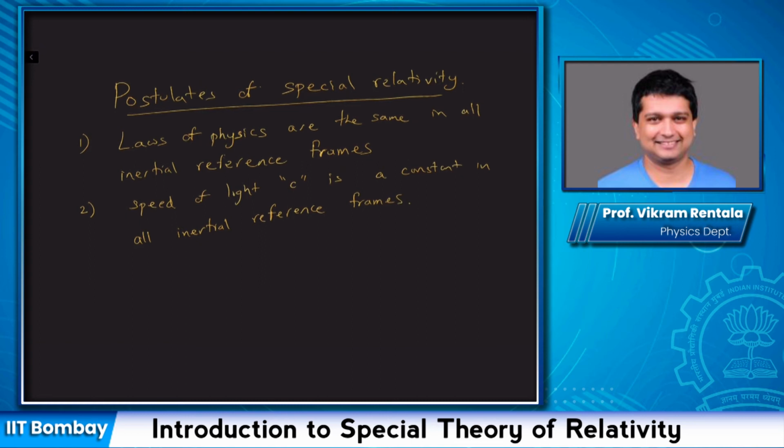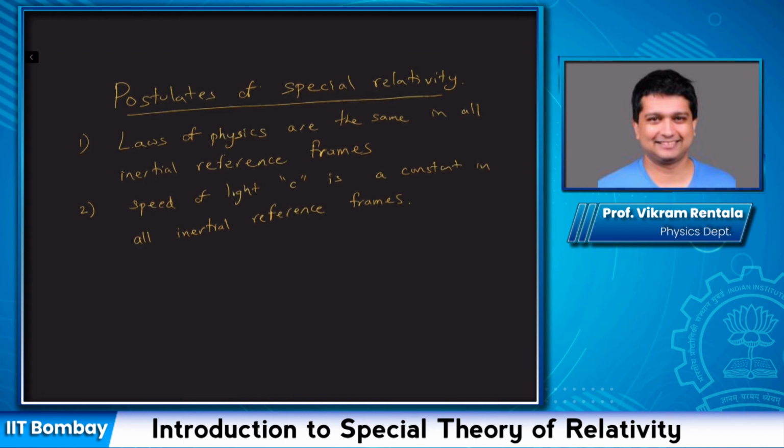This would obviously explain the null result of the Michelson-Morley experiment, because if the speed of light c was the same for all inertial observers, we would not be able to detect any fringe shift in the Michelson-Morley experiment. Because no matter which direction you look, the speed of light was always going to be c, and therefore the phase difference between two arms of an interferometer would not change if the light was traveling in different directions.